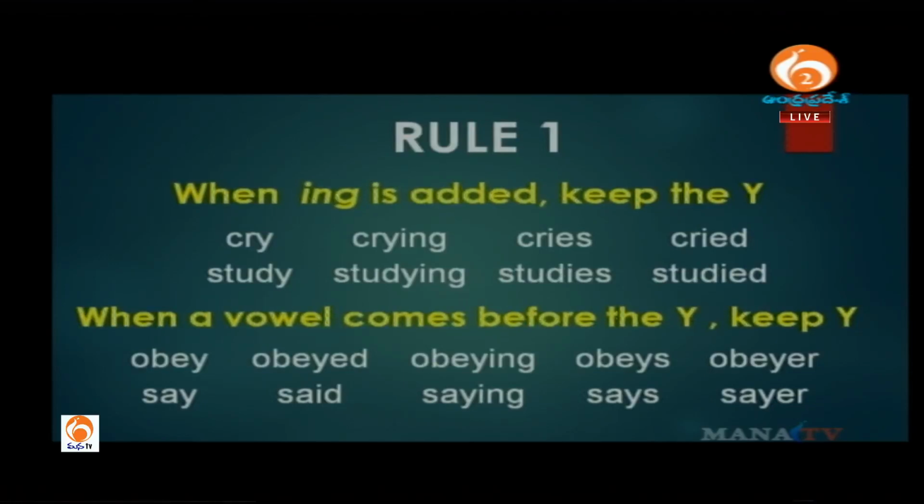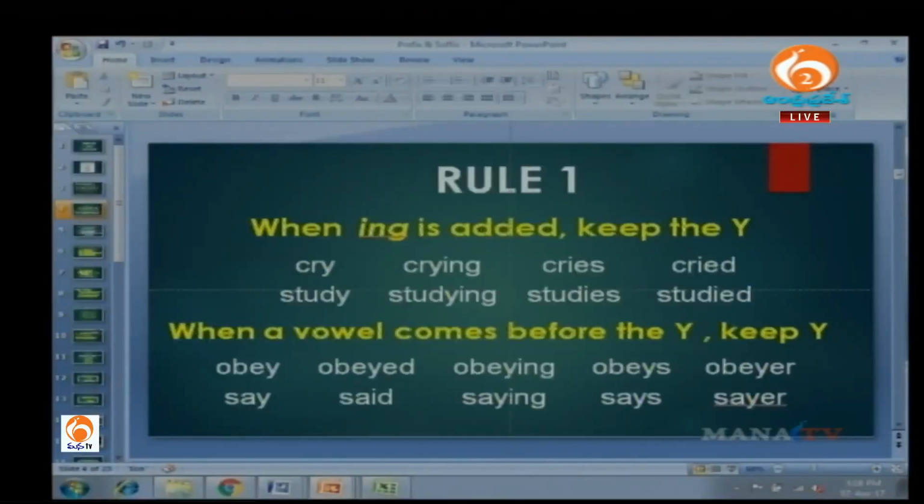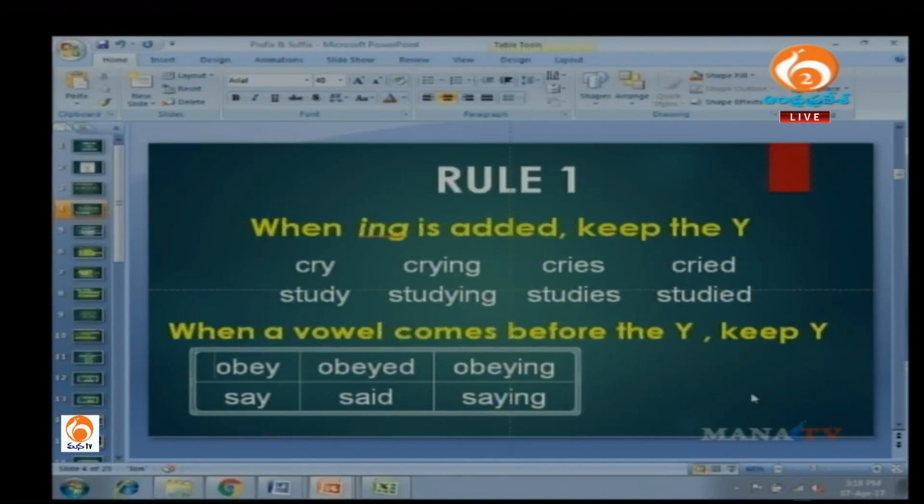The next rule, part of rule 1, says when a vowel comes before y, then keep the y. For example, cry doesn't have a vowel before y, but if you have obey, you have a vowel before that. Even in that case, keep the y. The examples: obey, obeyed, obeying, obeys and obeyer, those are different forms. Let me remove this to avoid any kind of confusion.